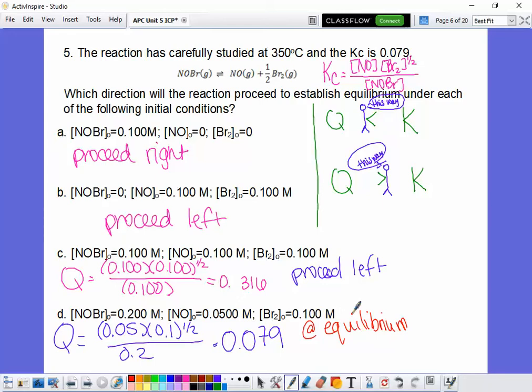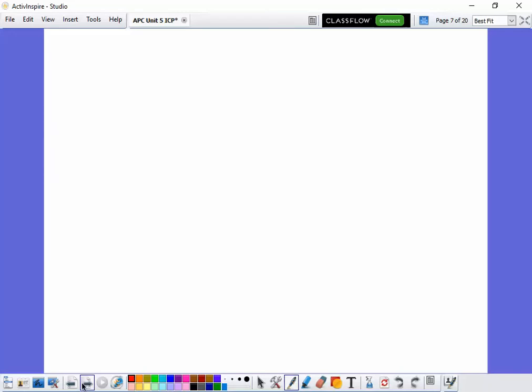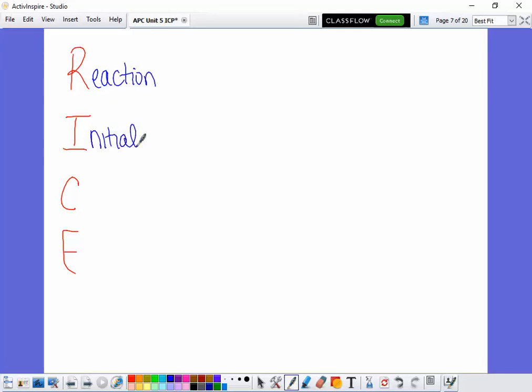RICE tables. Let me explain some stuff about RICE tables first. So RICE is an acronym, bless you, and it stands for reaction, initial, change, equilibrium.